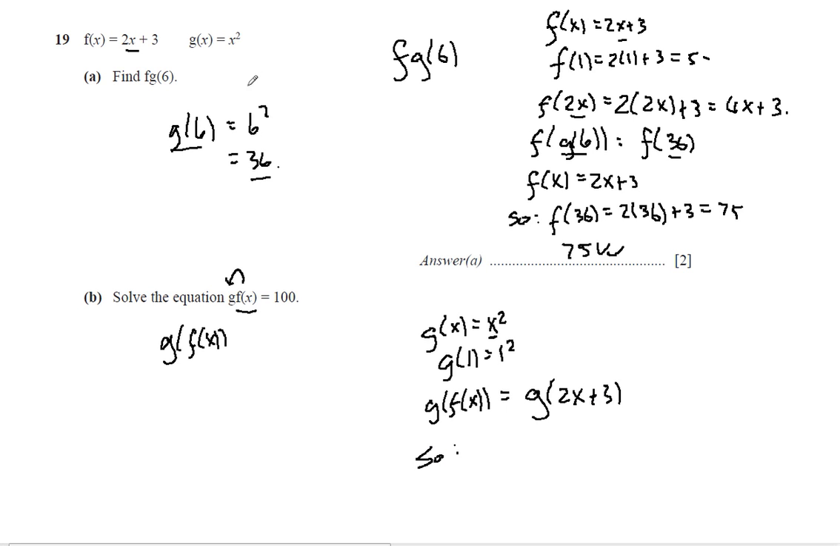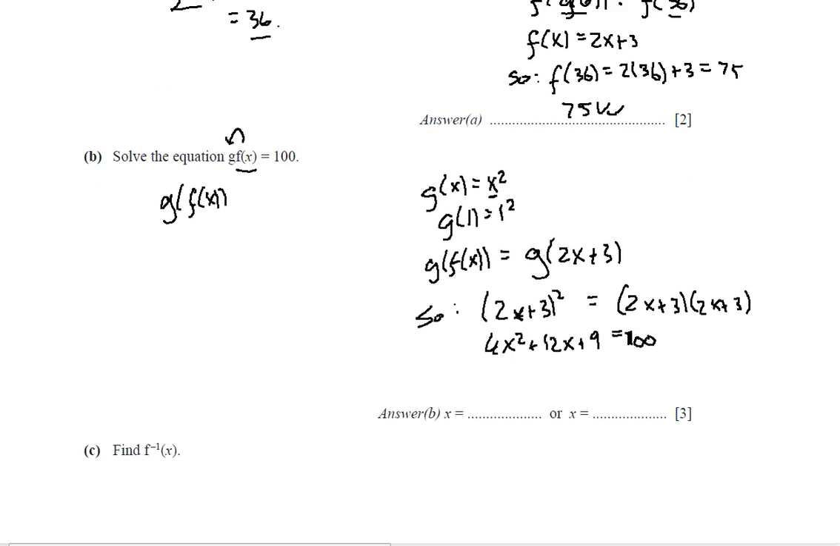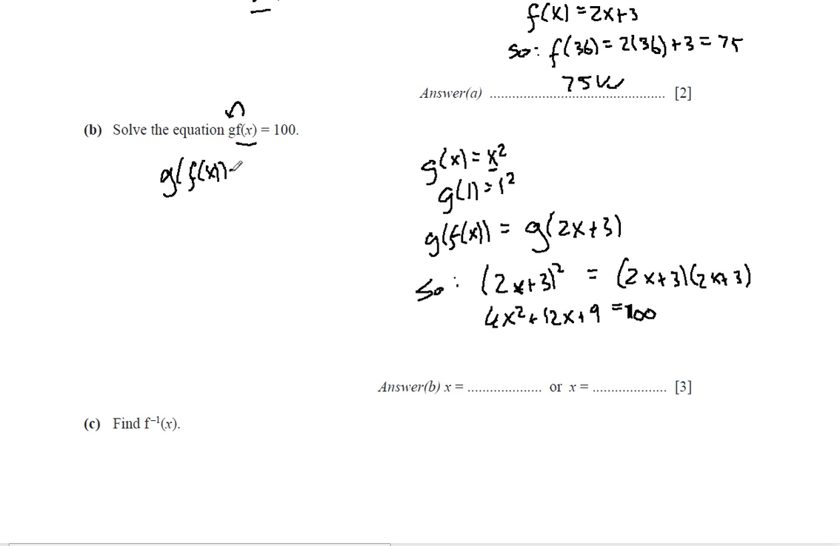So wherever you see an x in g, you're going to be putting this value, so 2x plus 3 squared, and that's going to be the same as 2x plus 3 times 2x plus 3. So that's the value that this is going to give us, and make it equal to 100. Because basically g of f of x is 4x squared plus 12x plus 9.